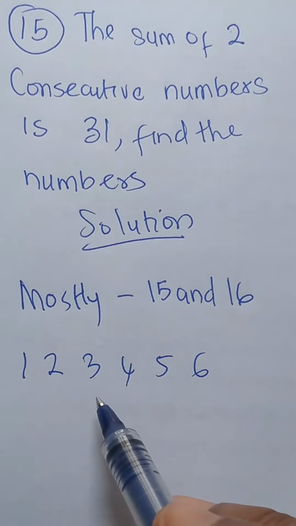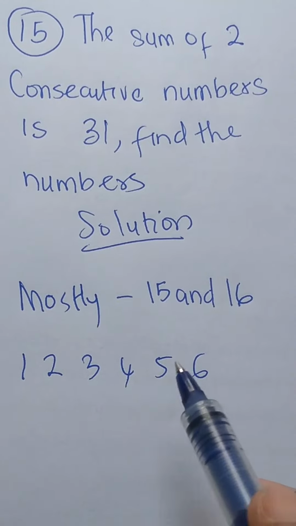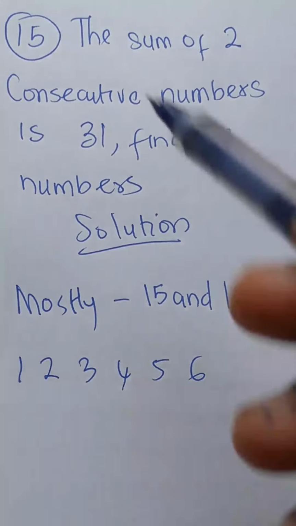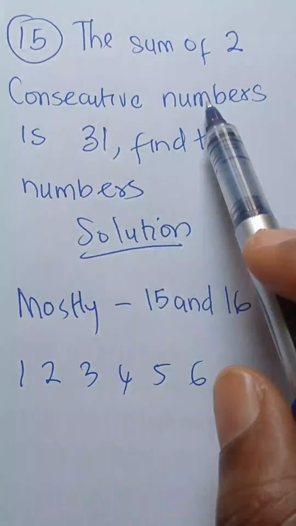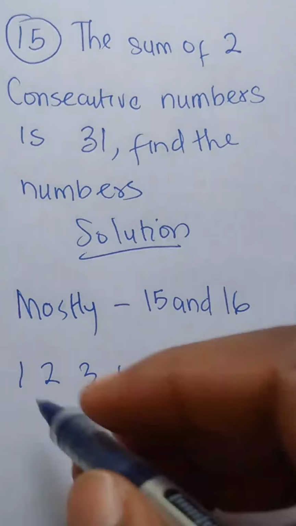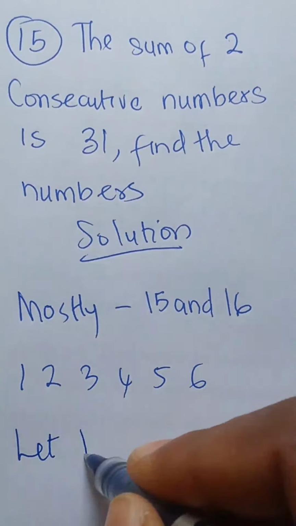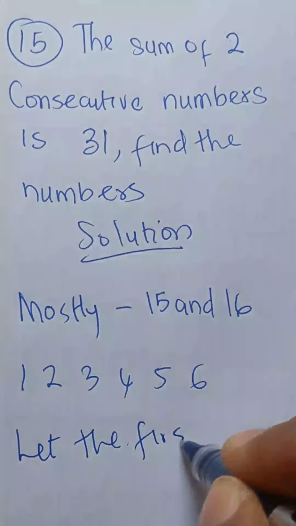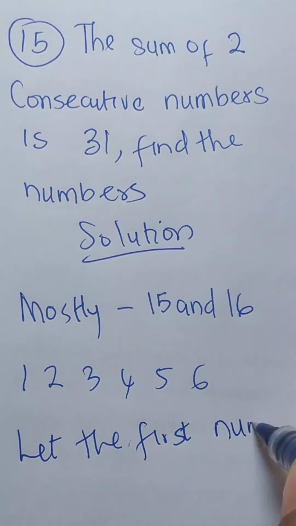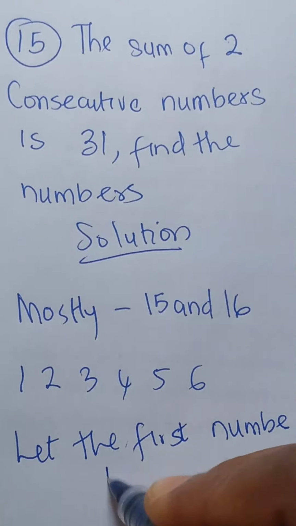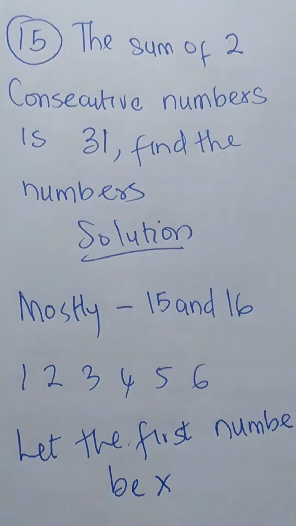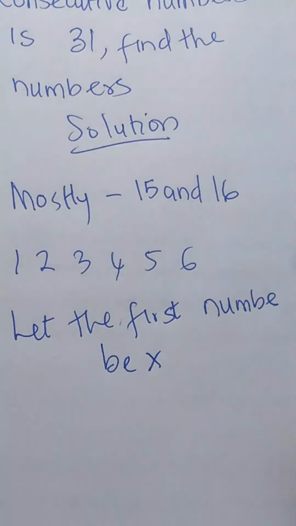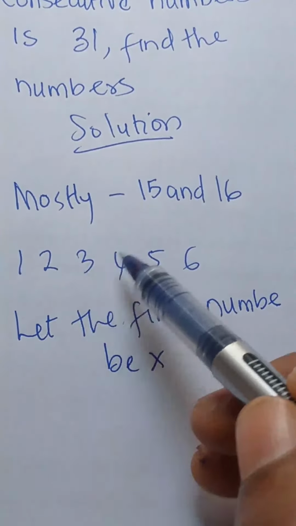Okay. So these numbers follow each other consecutively. Let me just solve this. Now the sum of two consecutive numbers is 31. You say let the first number be x. So if the first number is x and we are told they follow each other consecutively, that is, they are adding by 1.